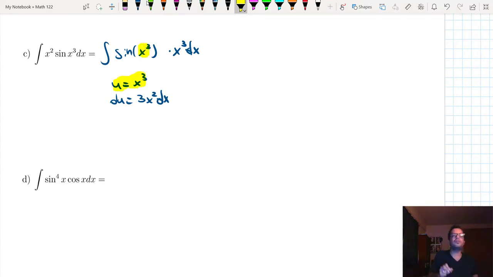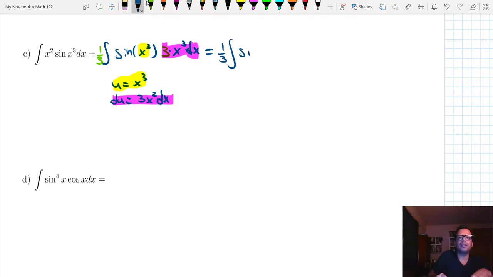So u equals x cubed. On the substitution step, u will take the place of x cubed. And in this case, we need a 3, in order to complete, provided we divide 1 out, all right? So this is going to be our du. So this will be 1/3 the integral of sine of u du.